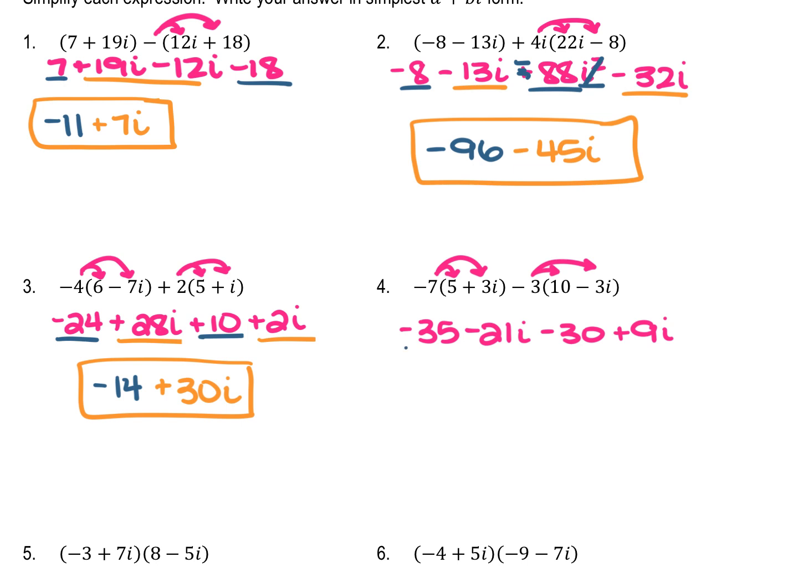So from here, combine your like terms. You got negative 35 minus 30, which gives you negative 65. And negative 21i plus 9i, which gives you negative 12i.